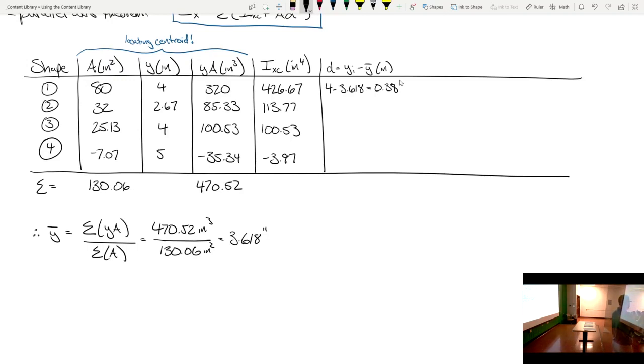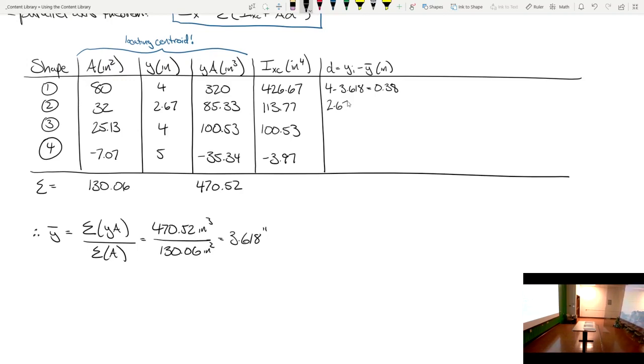Would it matter? Why? You're shaking your head no. Because you're going to square it. It doesn't matter what direction you subtract it in because you're going to square it. So you can be pretty fast and loose with your direction here because you're going to square it anyways.